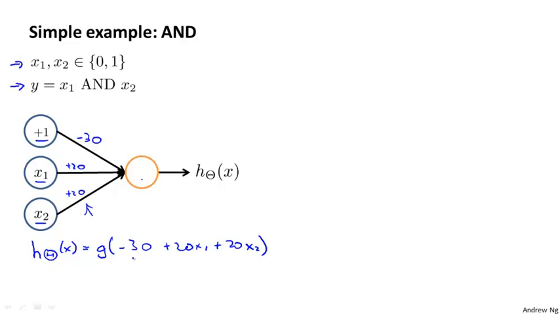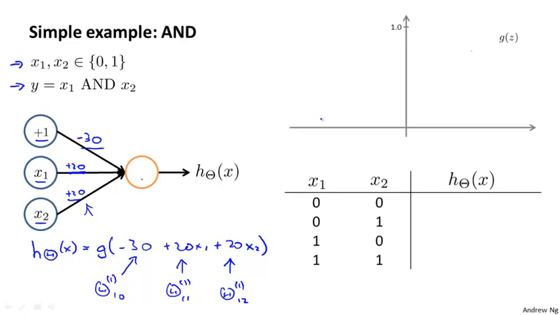Sometimes it's just convenient to draw these parameters up here in the diagram of the neural network. Of course, this -30 is actually theta 1 of 1, 0. This is theta 1 of 1, 1, and that's theta 1 of 1, 2. But it's just easier to think about it as associating these parameters with the edges of the network. Let's look at what this little single neuron network will compute. Just to remind you, the sigmoid activation function g of z looks like this. It starts from 0, rises smoothly, crosses 0.5, and then asymptotes at 1.